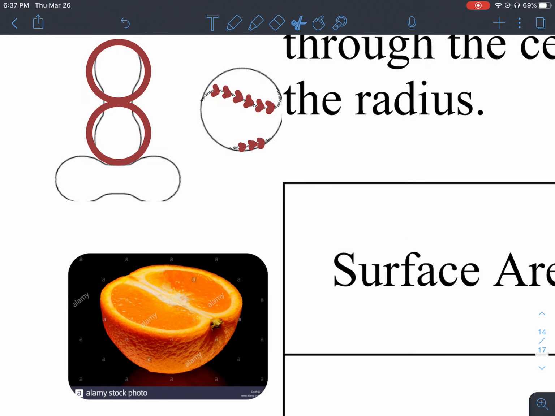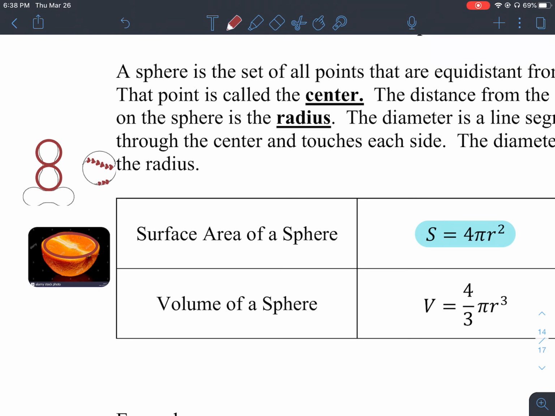The other way to think about it is, you think about that orange. If you think about the peel on an orange, that's your surface area. If you were to cut that orange in half, here's that great circle we've been talking about. It would take 4 of those to cover the outside of a full orange, the peel of that orange. Okay, so surface area for a sphere is 4 pi r squared.